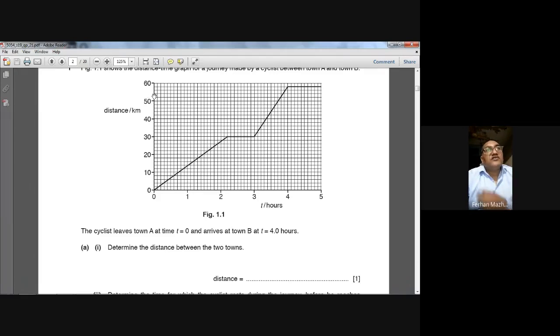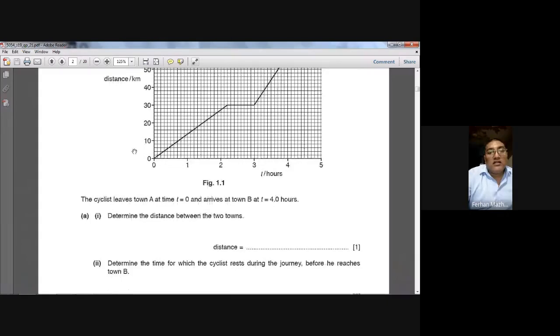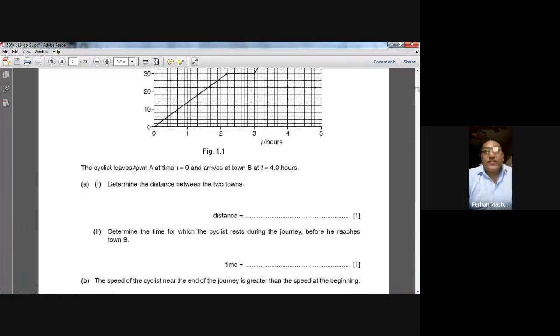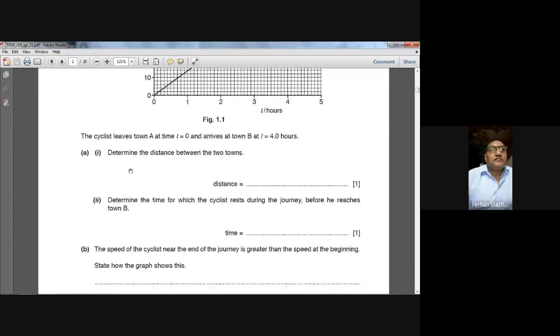From 50 to 60 there are 5 squares, so each square represents 2 kilometers. You are 1 square below the 60, so the distance between A and B is 58 kilometers. It's a one mark question, and you have to answer from the graph. So 58 kilometers is the answer.